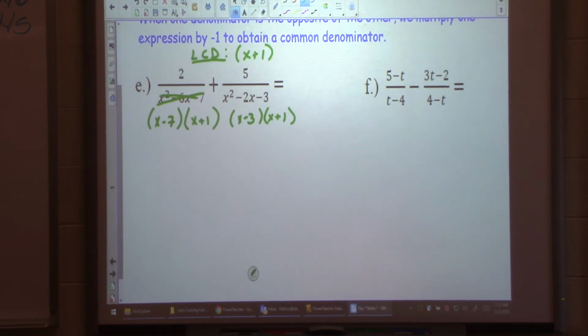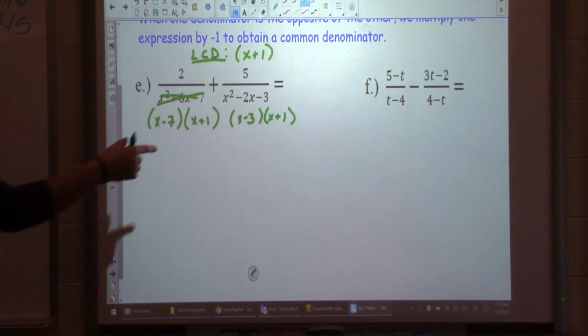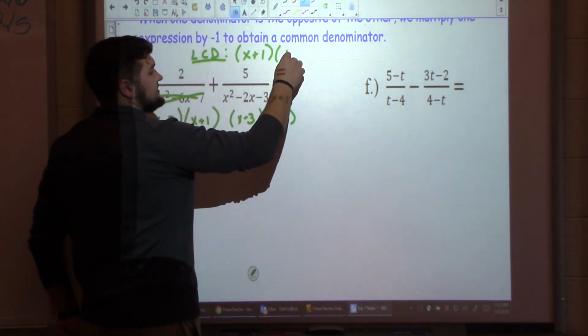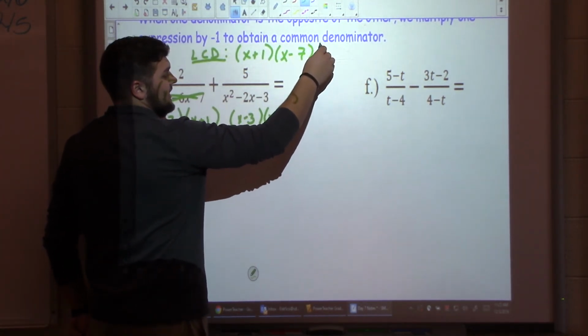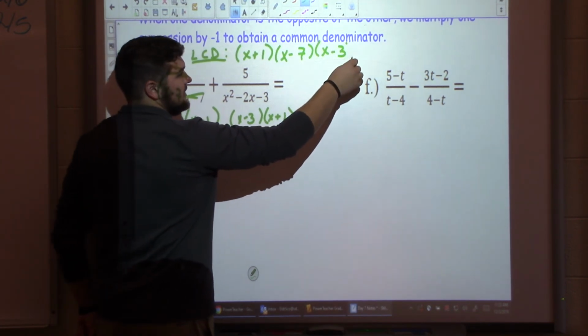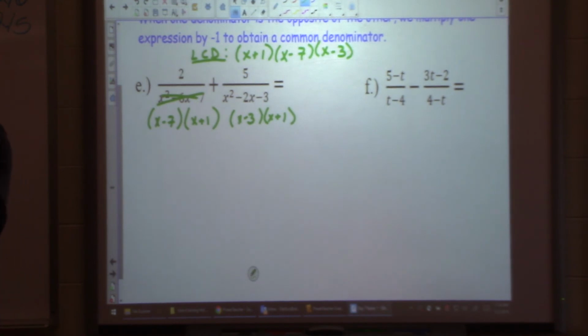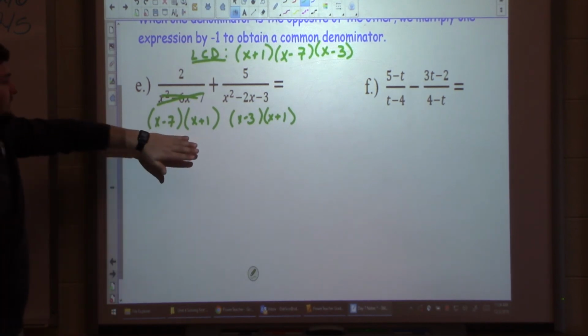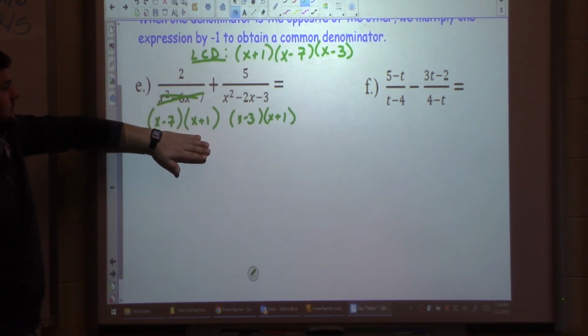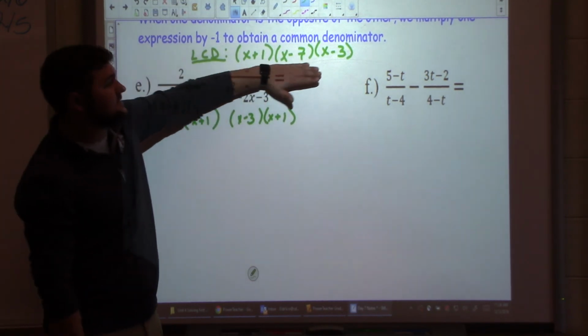Is there anything else that they share? No. So I'm just going to multiply by everything else that's left, which would be X minus 7 and X minus 3. So you have 3 sets of parentheses in your least common denominator. That's perfectly okay. Right? If I look at the first denominator, I have the X minus 7 piece and the X plus 1 piece. Which piece am I missing?